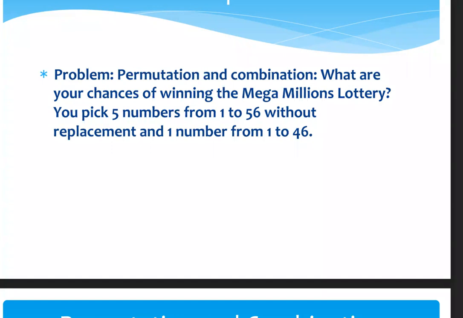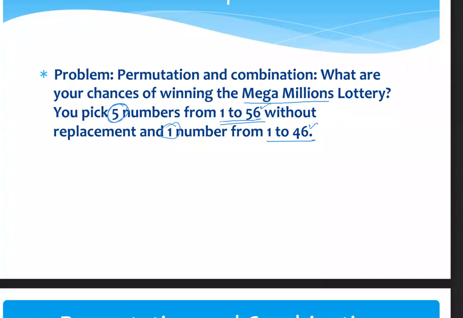All right. So what's going on here? We are playing the Mega Millions, right? That's a famous lottery and it's played all over the country. In Mega Millions, you select 5 numbers out of 56 numbers, 1 through 56, without replacement. That means you don't put it back. And 1 number from 1 through 46, or out of 46 numbers. So you select 5 numbers from 56 different numbers and 1 number from 46 different numbers.